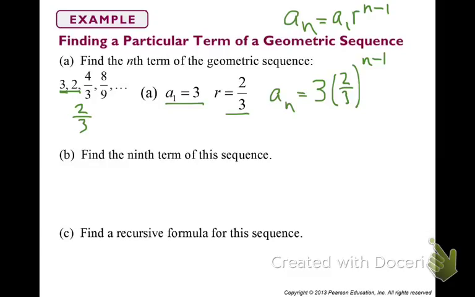So that's the nth term. We don't know what term we're finding, so we leave it. We're done with that, right? We're good. Now, however, what are we going to do for b? We're going to find the what?